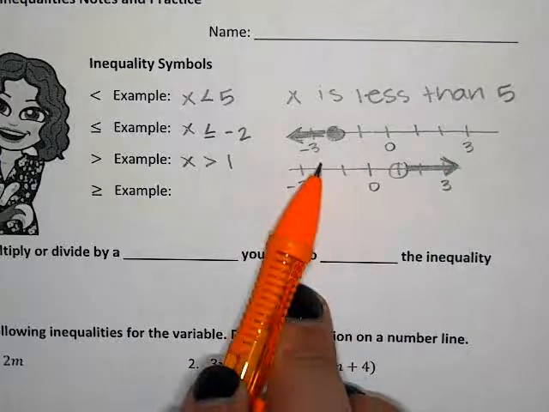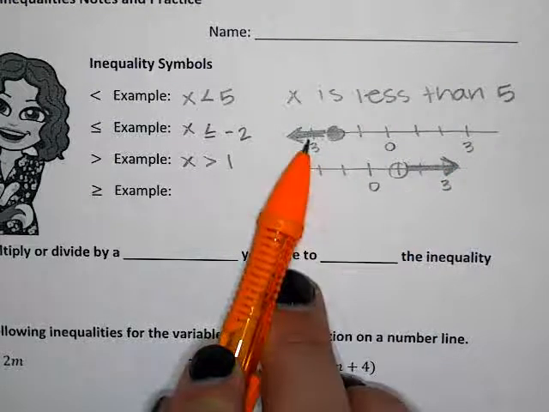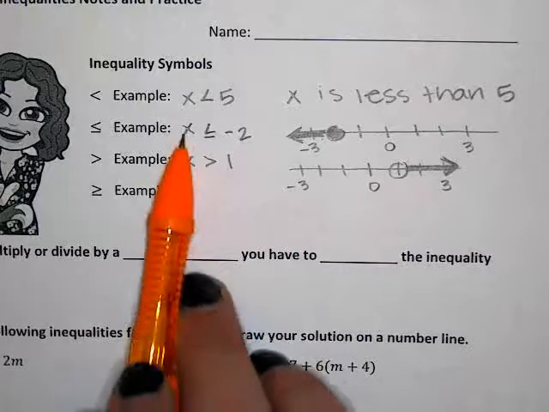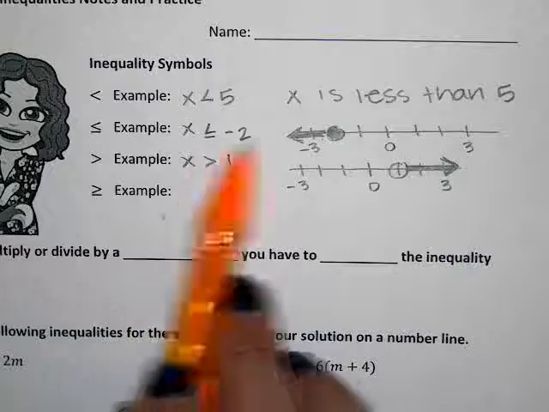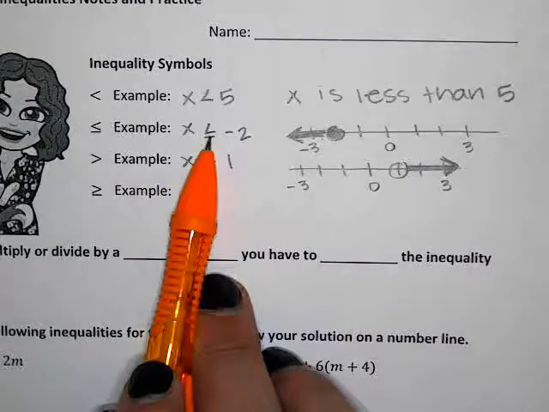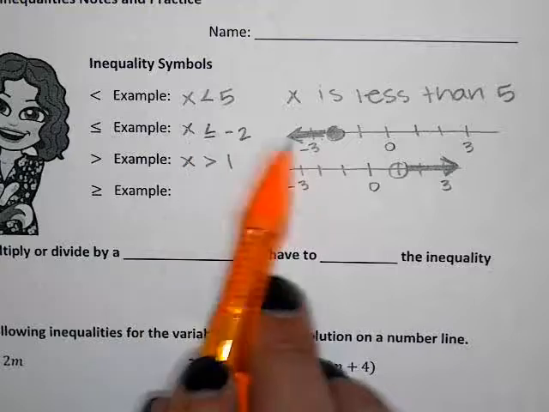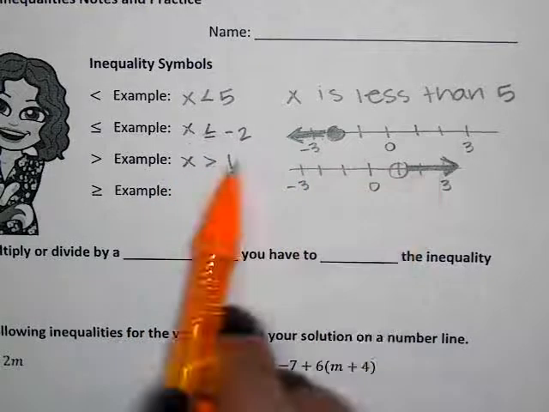And you'll notice for drawing the solution on the number line, if your variable is written to the left of the inequality, then the direction of the inequality matches the arrow. So x is less than or equal to, the arrow goes to the left, they match. On this one, the arrow goes to the right, the arrow goes to the right, they match.